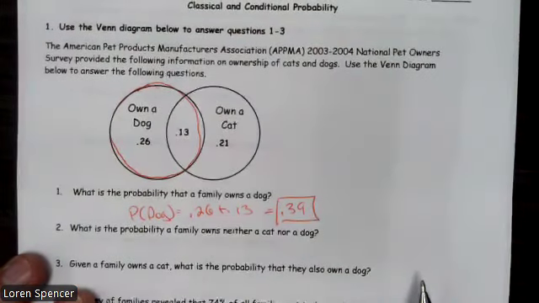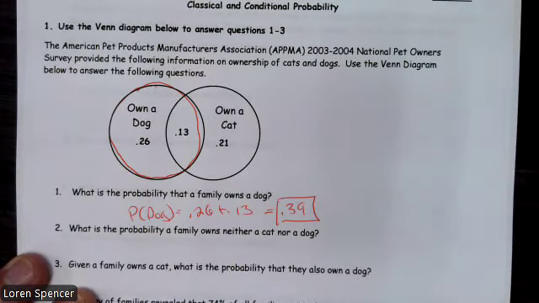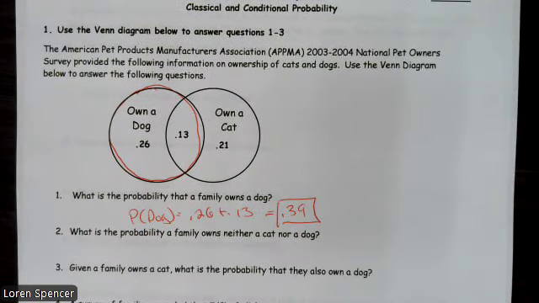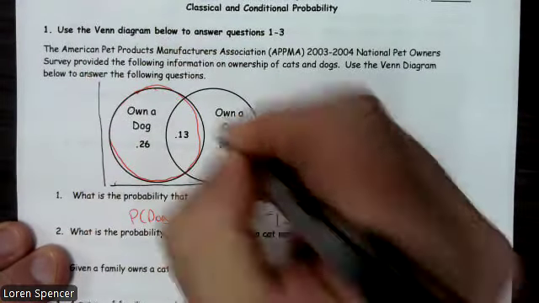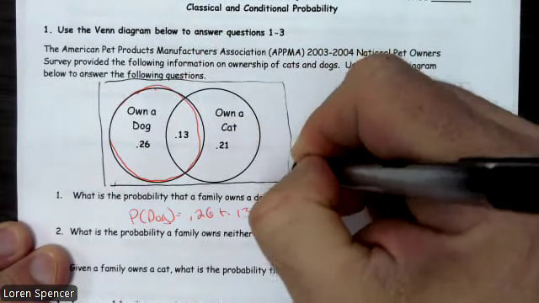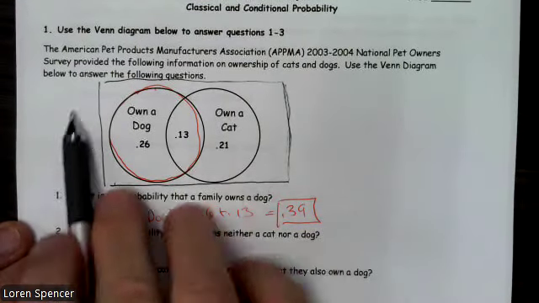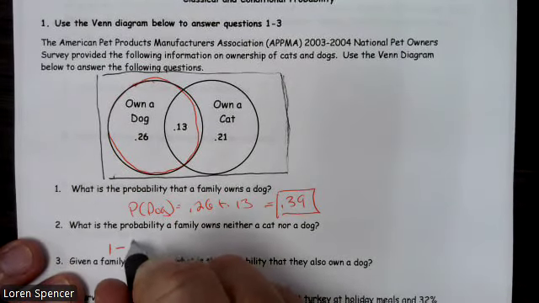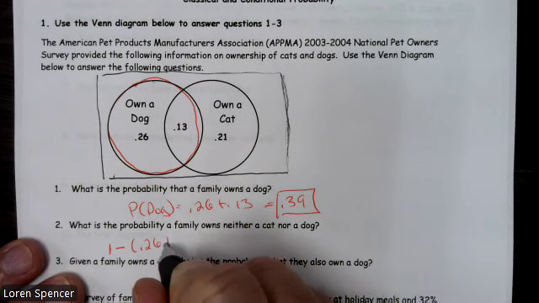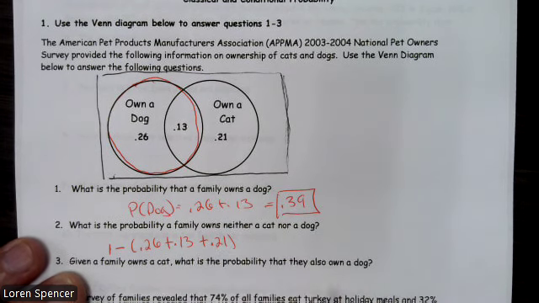What's the probability a family owns neither a dog nor a cat? Well, neither is the outside area. That's the area around it that's not included. And the area that's not included, we'll need to make a box for. Pen just ran out. Anyway, so we're looking for this area out in the box. Well, to do that, we're going to go 1 minus the 0.26 plus 0.13 plus 0.21. So we're basically subtracting the figure 8.